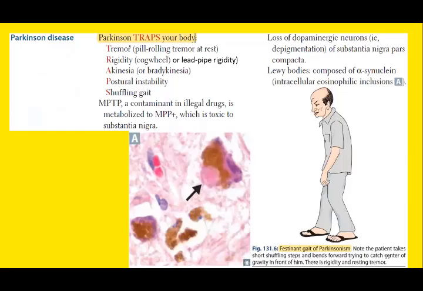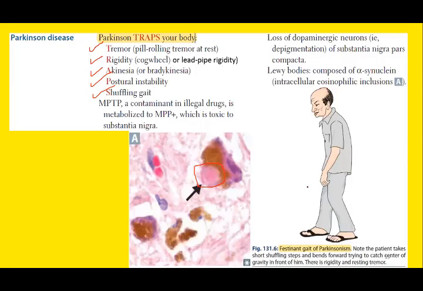So the mnemonic is Parkinson traps your body. Tremors, rigidity, both lead pipe rigidity and cogwheel rigidity. Akinesia or bradykinesia. Bradykinesia is difficulty in initiating a movement. Then comes postural instability and festinating gait or shuffling gait. And this is the Lewy body here. You can see the Lewy body, the eosinophilic inclusions that are seen on histological findings.